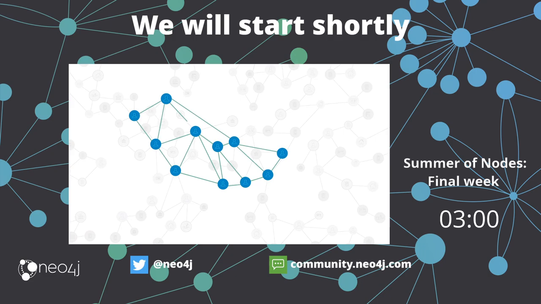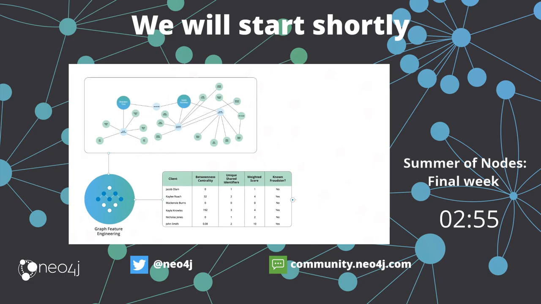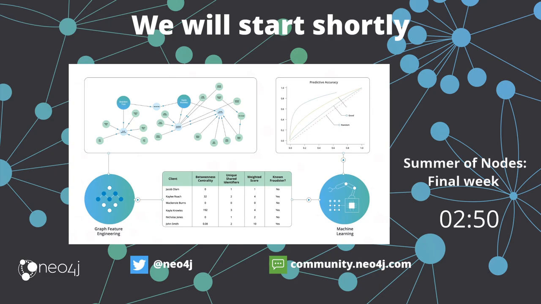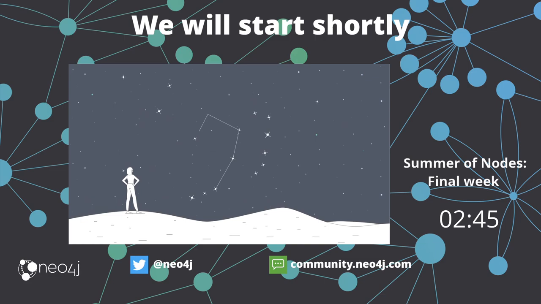Then you can use graph feature engineering to extract predictive elements to augment your machine learning models. Now you have the power to make better predictions from existing data.